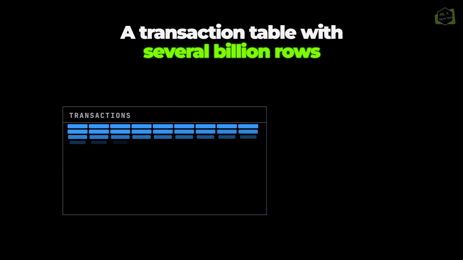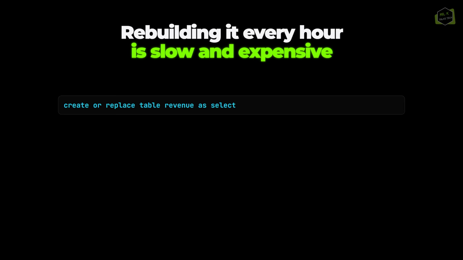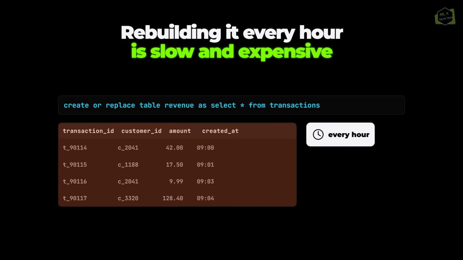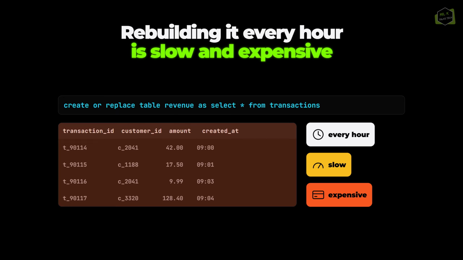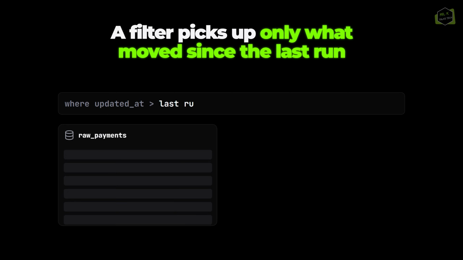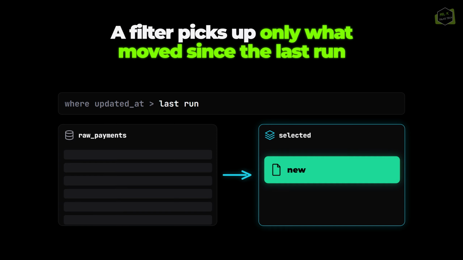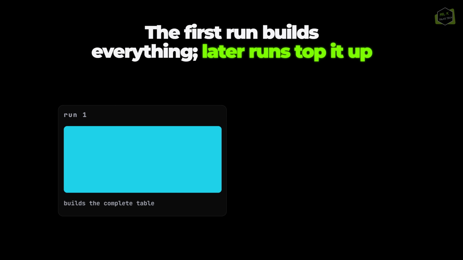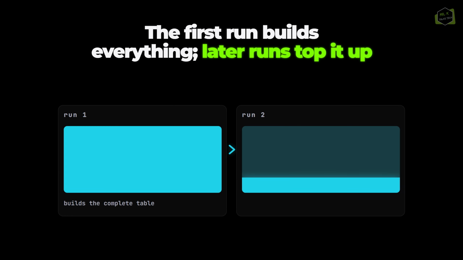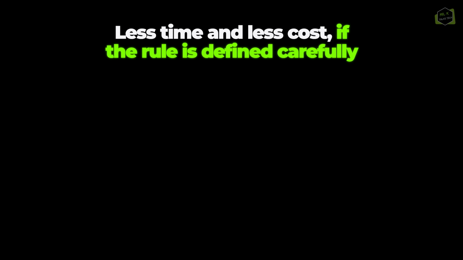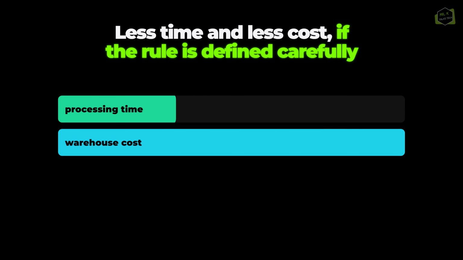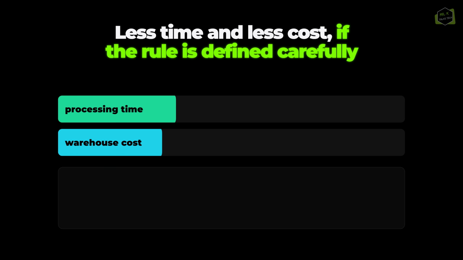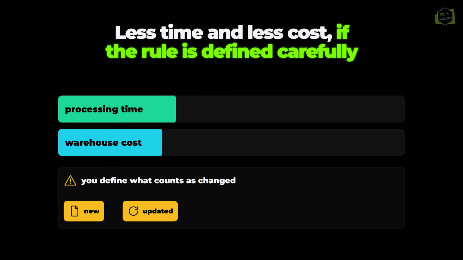Another important capability is incremental processing. Imagine a transaction table containing several billion rows. Rebuilding the entire table every hour would be slow and expensive. With an incremental model, DBT can process only the records that are new or have changed since the previous run. The first run builds the complete table. Later runs update only the necessary data. This can significantly reduce processing time and warehouse cost, although teams must carefully define how new and updated records are identified.